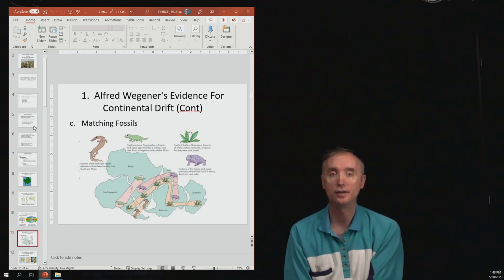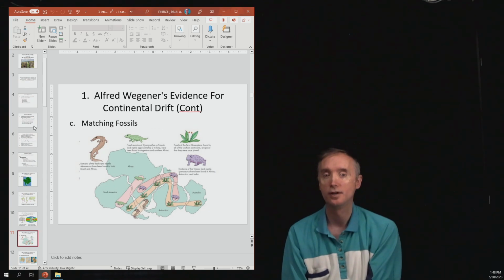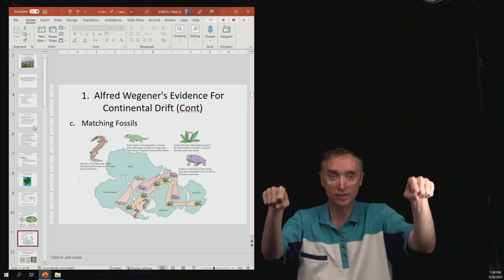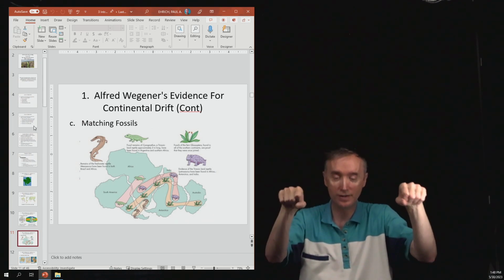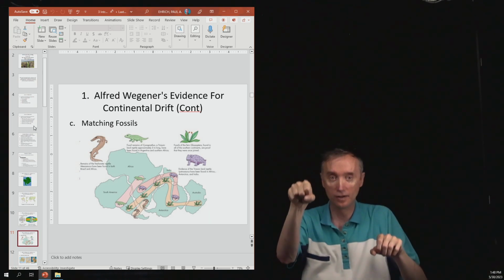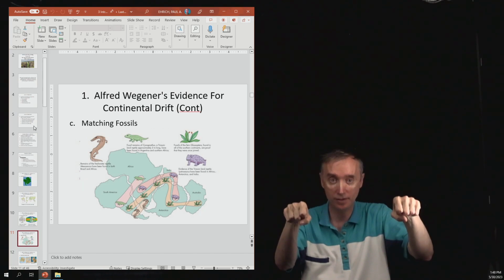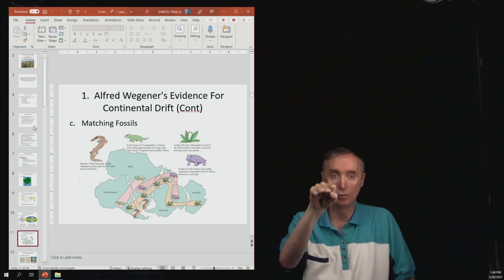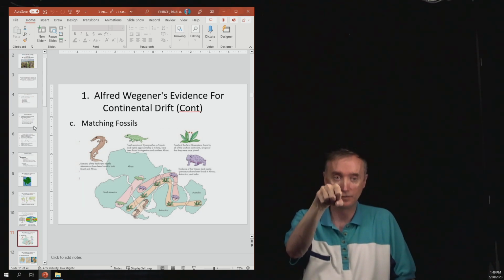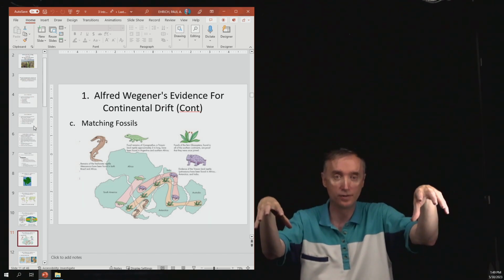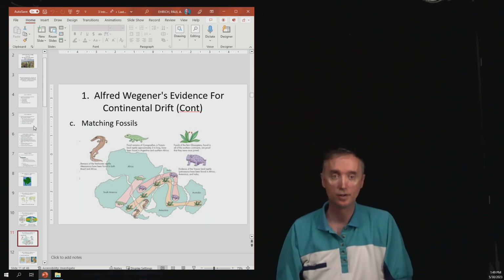Okay, another thing is matching fossils, so that we've found the same fossils on continents that are separated today. Now, it could be that the exact same organism developed on both continents simultaneously, but that's very unlikely. It's more likely that you have one organism that evolves on a continent and then the continent breaks apart and it carries those organisms elsewhere.